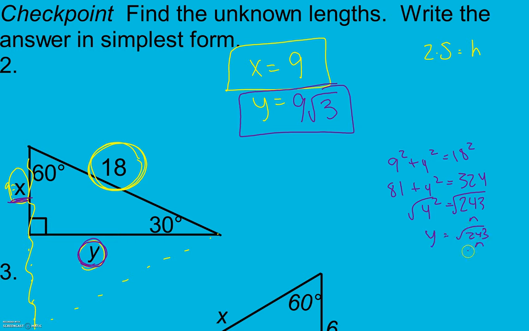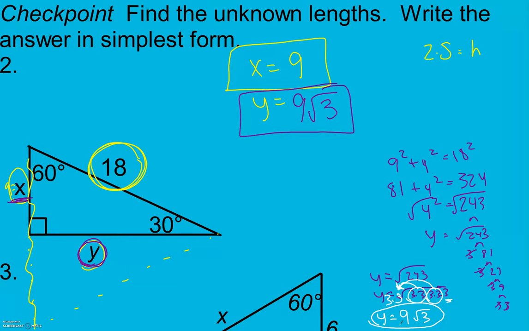Keep in mind, though, we have to break that down to reduce it. So the square root of 243 is the same as the square root of 3 times 3 times 3 times 3 times 3. I can take pairs out. So I have a 3 for my first pair and a 3 for my second pair. So 3 times 3 is 9, and I have 1 square root of 3 left on the inside. So I get 9 square root of 3 the same way as I did up there.